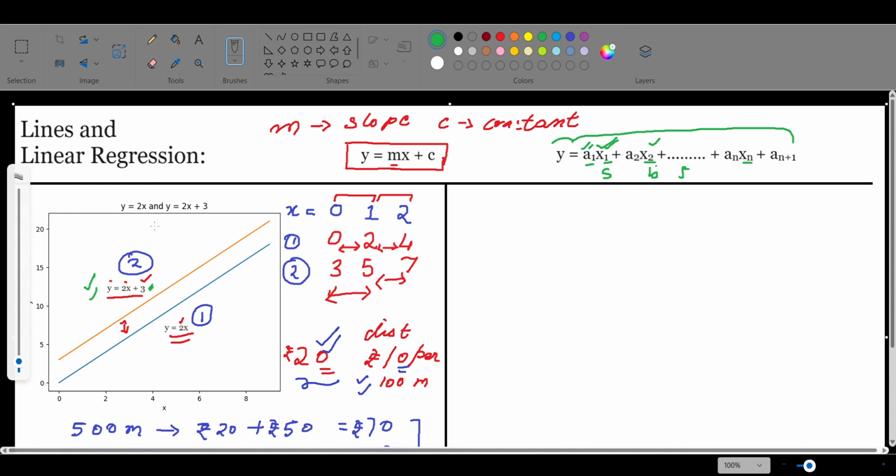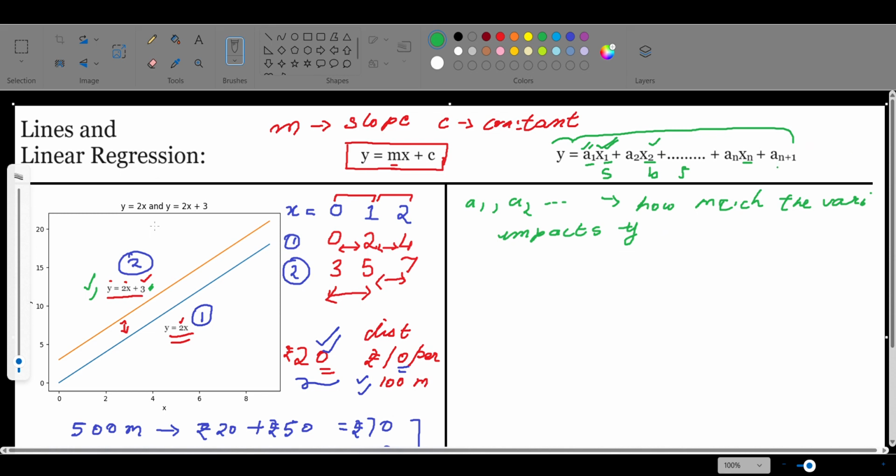You could also think of it in this way, that each coefficient, A1, A2, and so on, also indicates how much that variable impacts the cost, y. How much the variable, I'm just going to write the short form, variable impacts y. Okay, that's what it means.